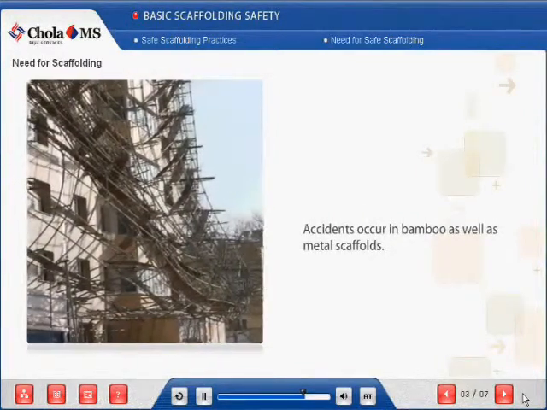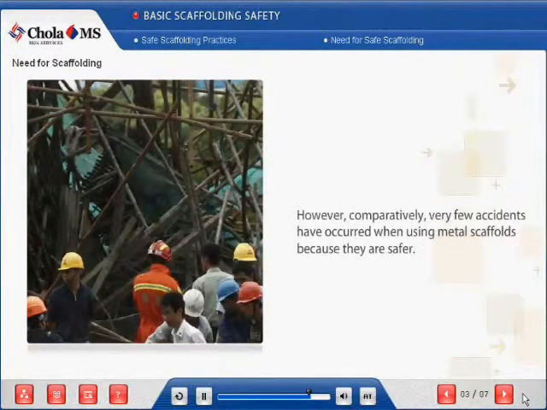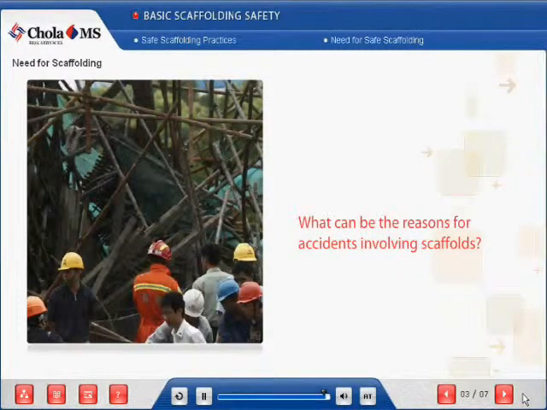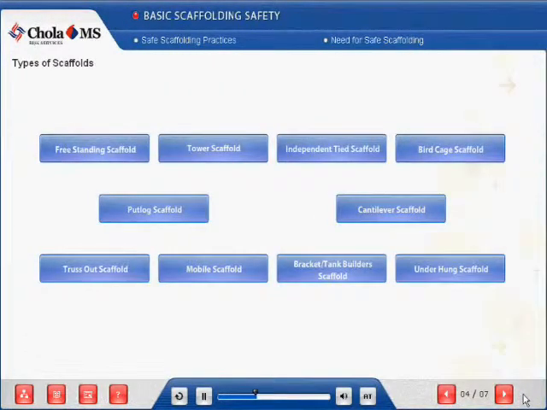Accidents occur in bamboo as well as metal scaffolds. However, comparatively, very few accidents have occurred when using metal scaffolds because they are safer. What can be the reasons for accidents involving scaffolds? Let us next look at the different types of scaffolds. Click each type to know more.